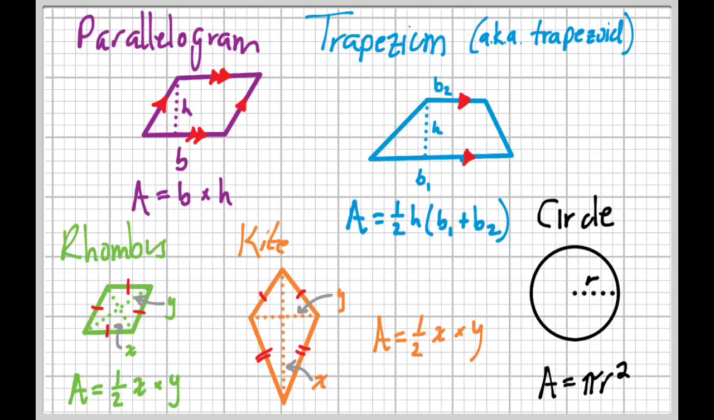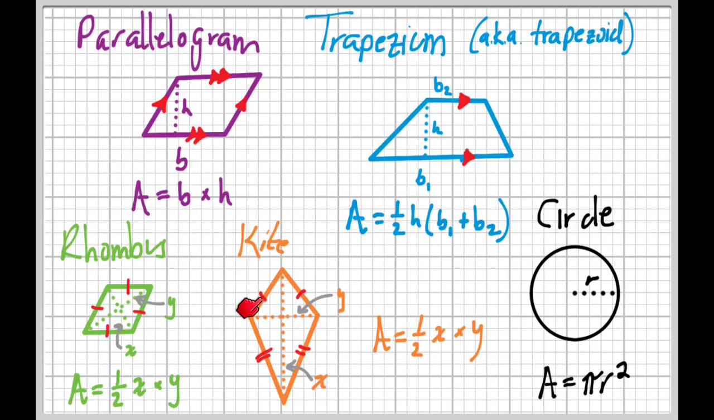A rhombus, if you don't have the height like a parallelogram, you could use this formula for a rhombus if you had the height, but sometimes you might be given these diagonal lengths. Okay, and that's what these symbols are looking at, the diagonal lengths. So if you have, we're calling them x and y here. If x is one diagonal and y is another, then you can just multiply them together and divide by 2, or multiply by 1/2, and you get the area.